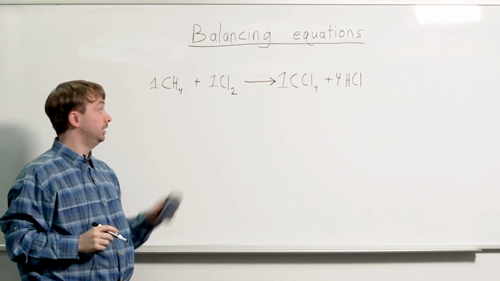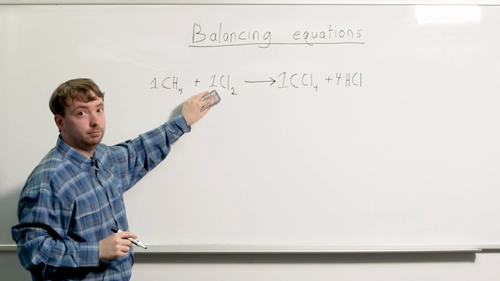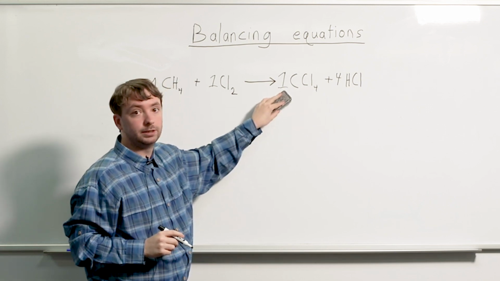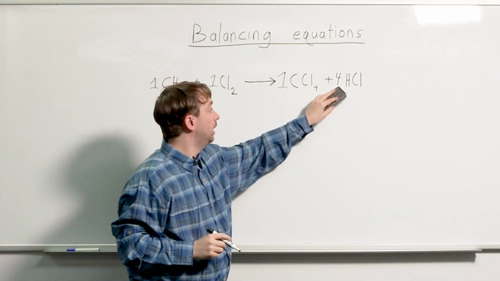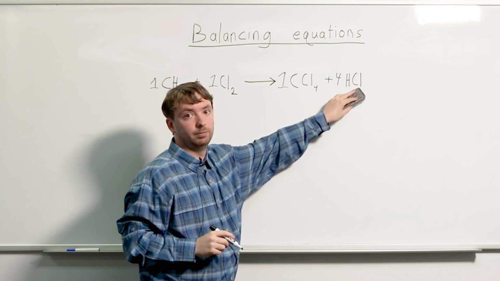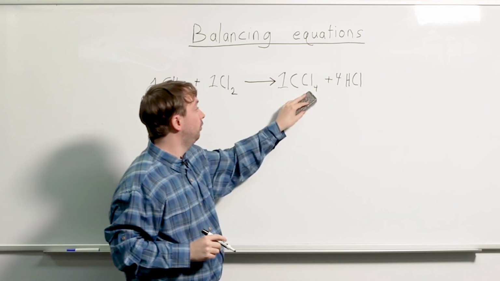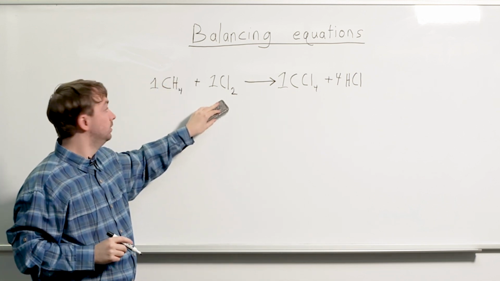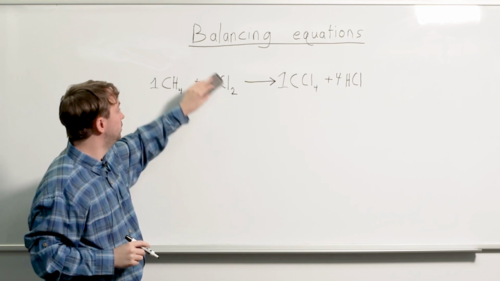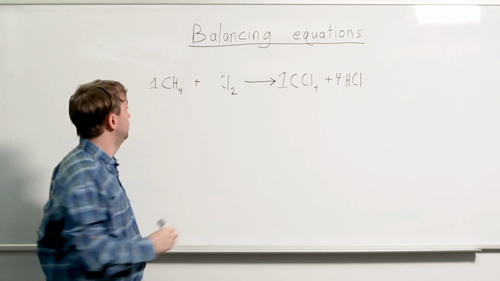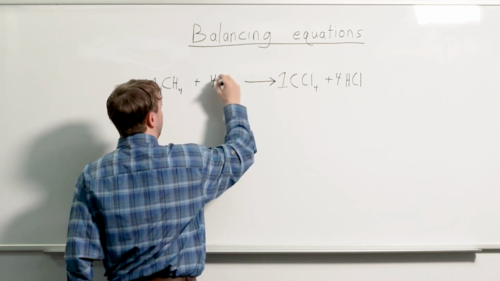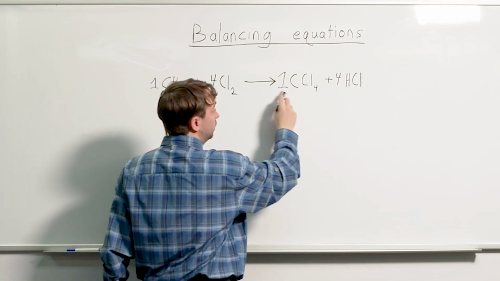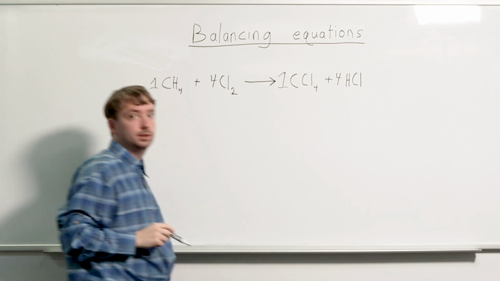Now, let's look at our chlorine. We have 2 times 1 chlorine, which is 2, on this side. On this side, we have 4 times 1, and then we also have 4 times 1 chlorine here. So we have 4 plus 4, which is 8. That means we need 8 chlorine on the left side. But we have a subscript of 2, so the coefficient only has to be 4. Because 4 times 2 is 8, and then 4 times 1 plus 4 times 1.